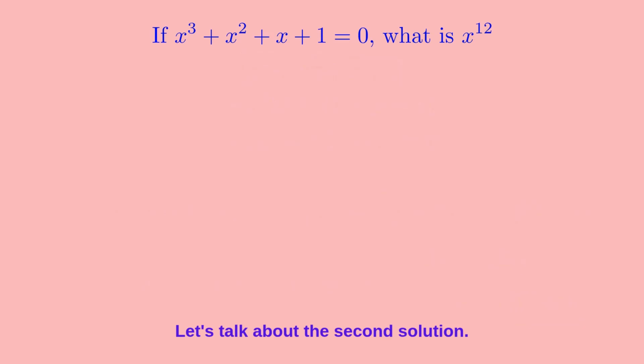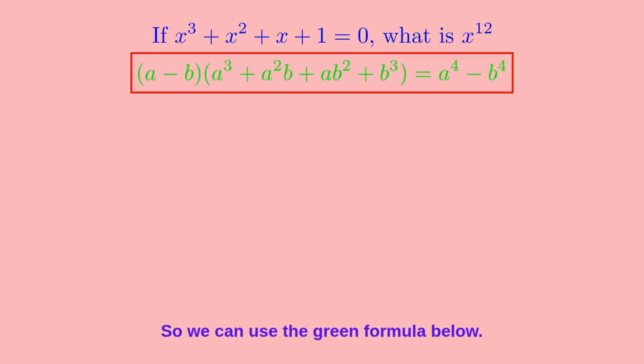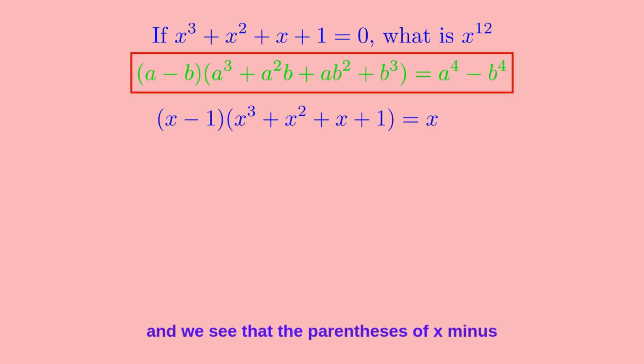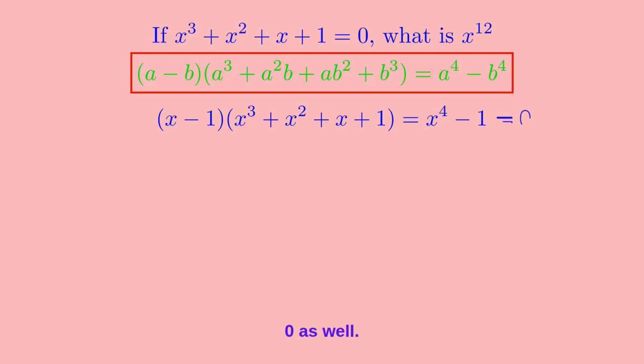Let's talk about the second solution. You see, s cubed, s squared, s and 1 forms a geometric sequence, so we can use the formula below to rewrite it. We substitute a with s and b with 1, and we see that the parenthesis of s minus 1 times the whole original expression equals s to the power of 4 minus 1. Since the original expression is 0, s to the power of 4 minus 1 must be 0 as well.